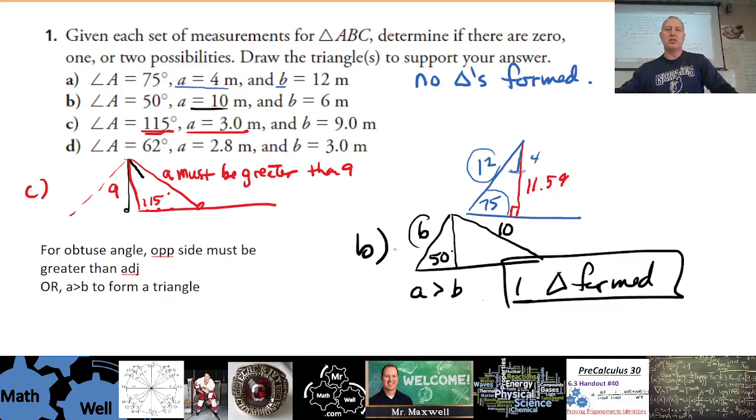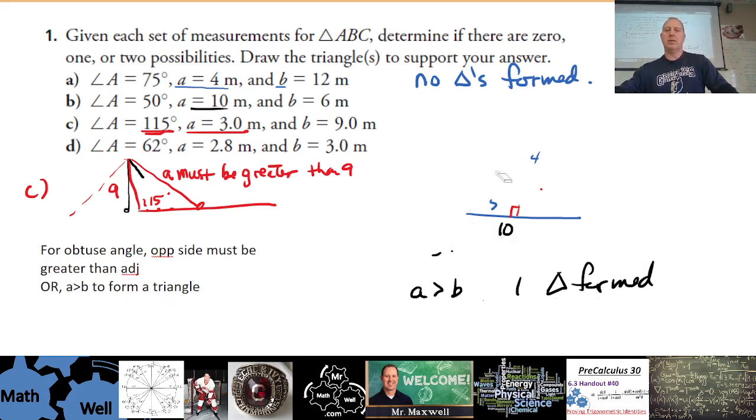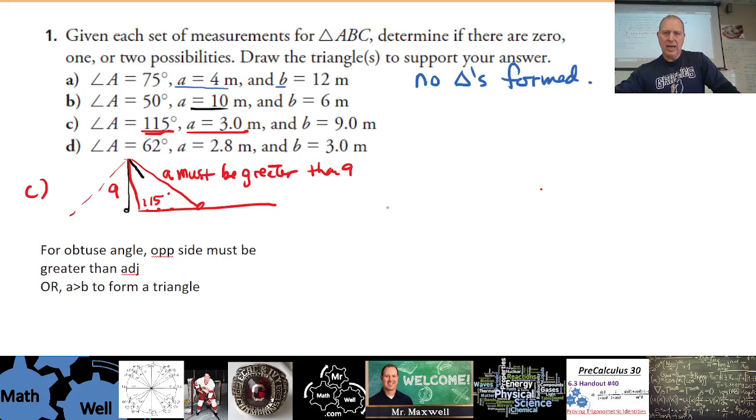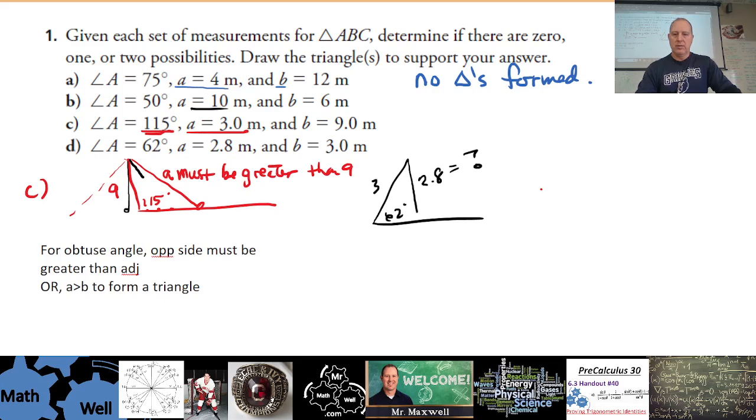All right, D, let's do one more. Let's get rid of B over here, and this stuff. So D, angle A is 62. B is 3, and a is 2.8. I don't know if that's going to be enough. Let's just check.